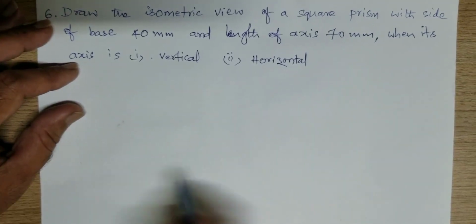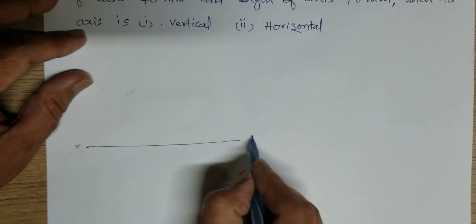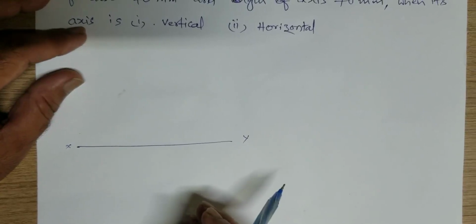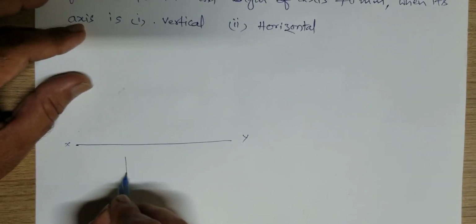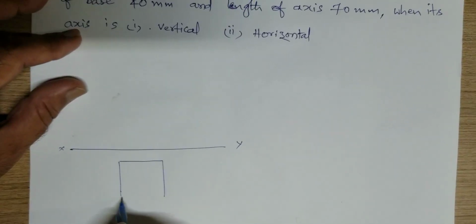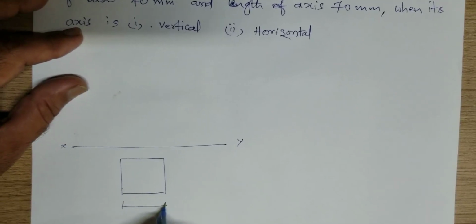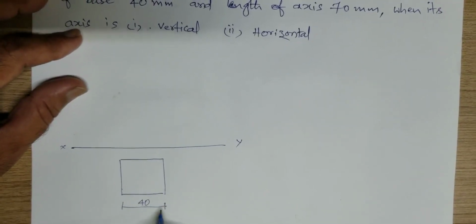Let us say it is resting on the horizontal plane. How will it look? See here, I am drawing the xy line. When you see it from the top, the square prism appears as a square in the top view, so I am drawing the square here. We know the dimensions of the square. He has given it as 40 mm, no problem. 40 only. Right?